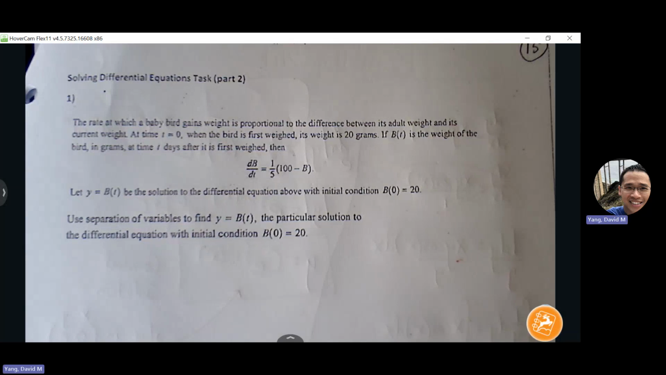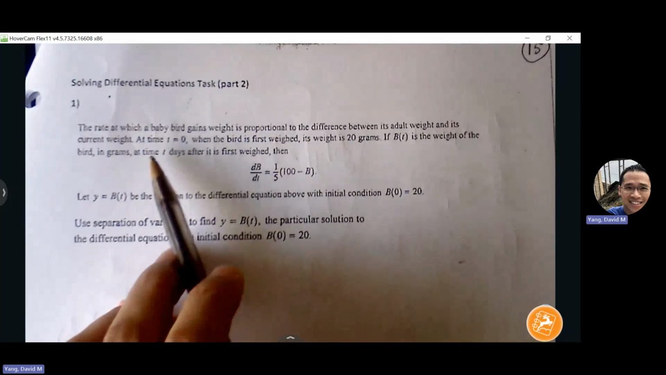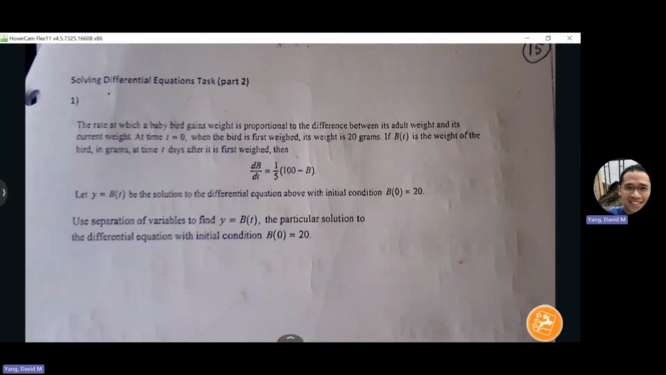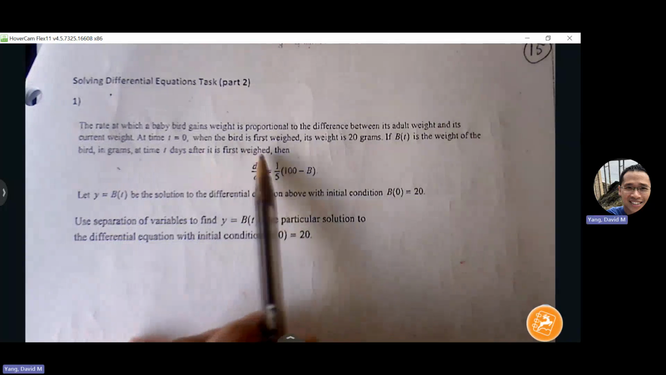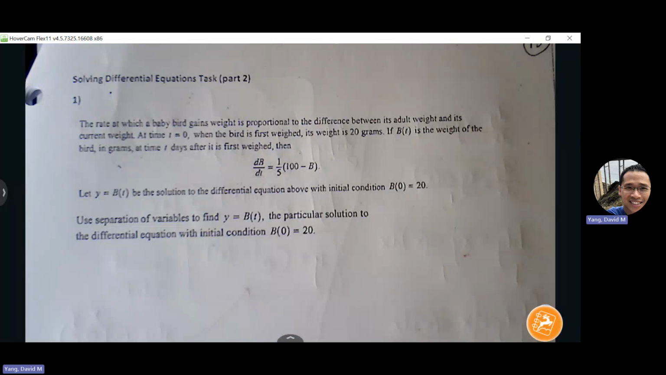Page 15, let me read the problem here. The rate at which a baby bird gains weight is proportional to the difference between its adult weight and its current weight. At time t equals 0, when the bird is first weighed, its weight is 20 grams. If b of t is the weight of the bird in grams, then db over dt equals 1/5 times (100 minus b). Let y equals b of t be the solution to the differential equation with the initial condition b of 0 equals 20. Use separation of variables to find y equals b of t, the particular solution to the differential equation with initial condition b of 0 equals 20.